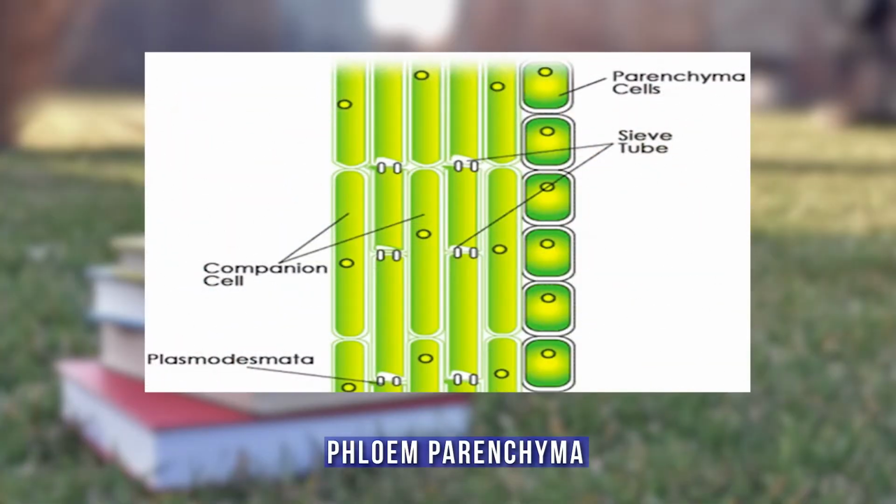But phloem parenchyma, on the other hand, are present along with the companion cell, and they help the metabolic activity or movement of sugar or sucrose from the sieve tube to some other tissue or components. And when I talk about parenchyma, there will be different types of parenchyma.